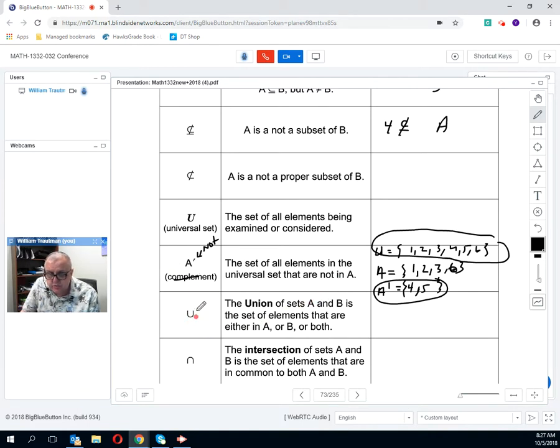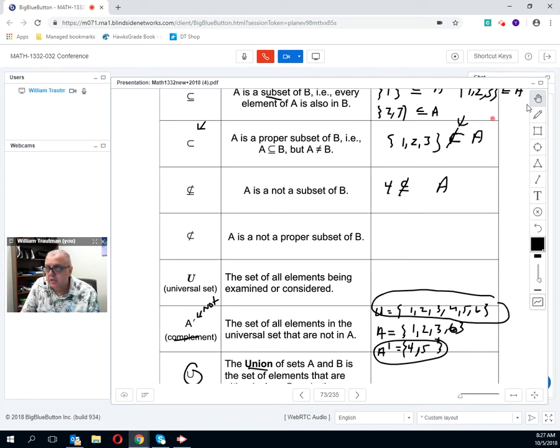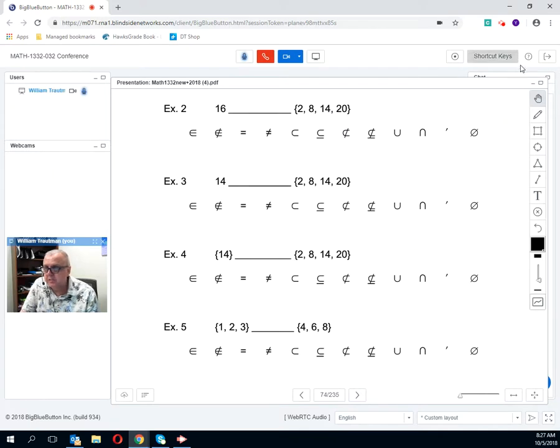This is the union. It's a marriage where both things come together, and this is an intersection. What's in common? What's in common with both? And I think that's it as far as the terminology for this week. Let's take a look at these.